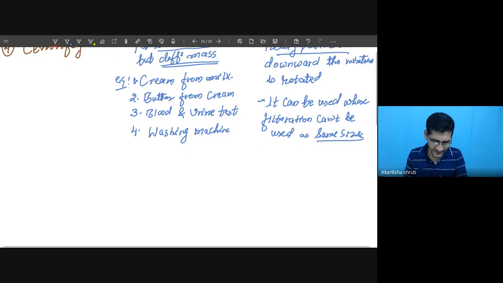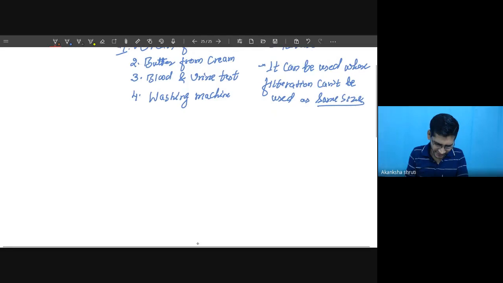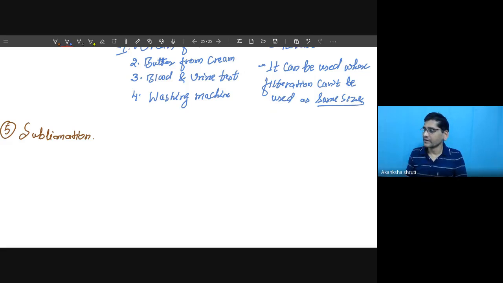The next one is, let me write, sublimation. Sublimation is nothing but heating a mixture of two solids in which one of the solids gets converted directly from the solid state to vapor state without going to the liquid state. Only there this can be used, for a volatile component.